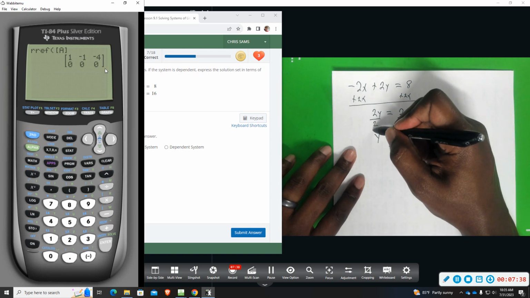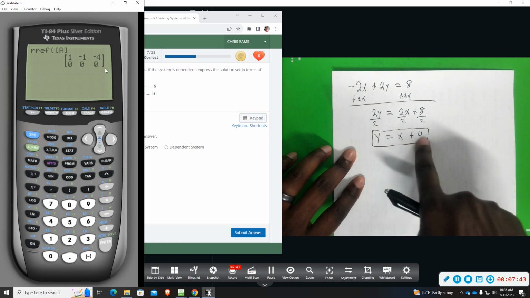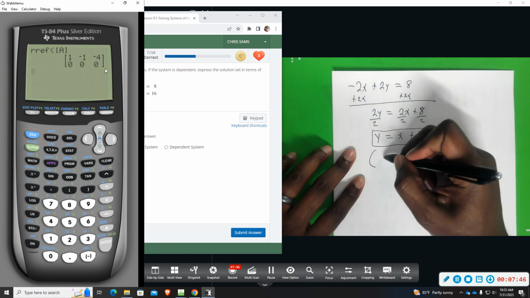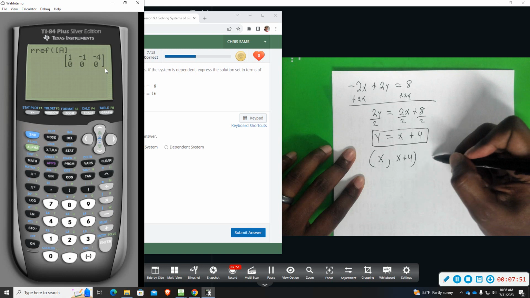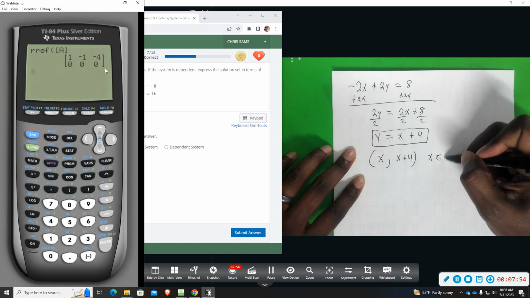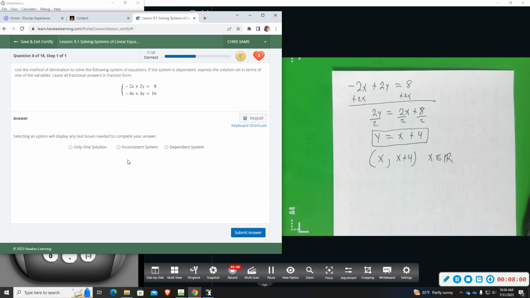So here's my equation. Since I've solved this in terms of y equals this, x is going to be my independent variable. So x is itself, y is equal to x plus 4, and x can be any real number. This is what they're going to be looking for. So we've got a dependent system. We solve for y, so x is itself, y is x plus 4, and x could be any real number.